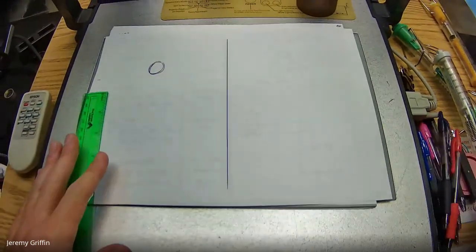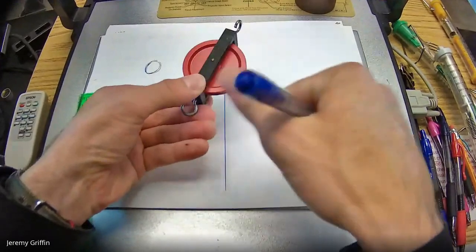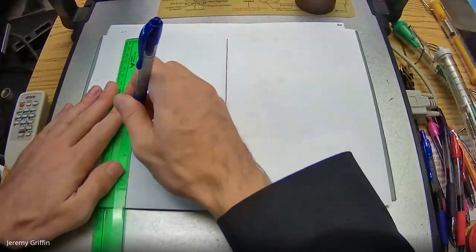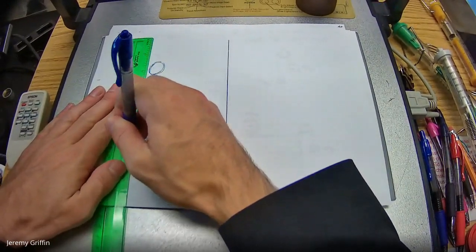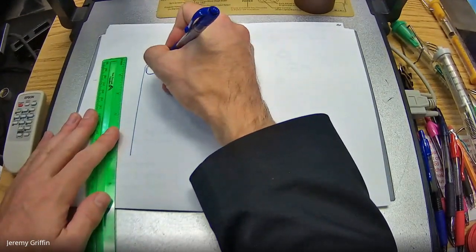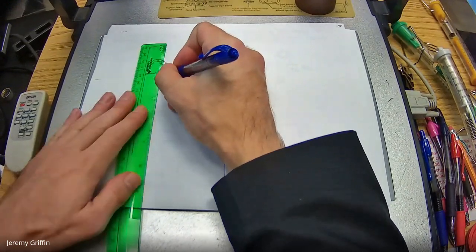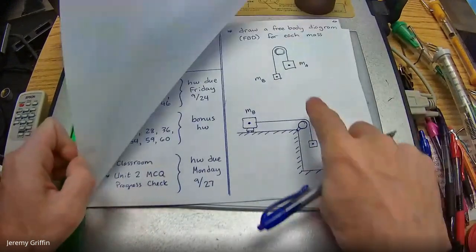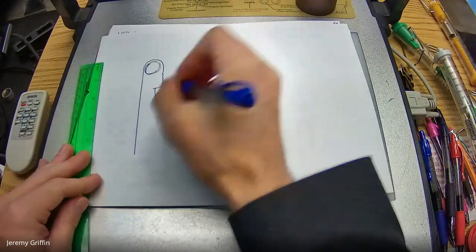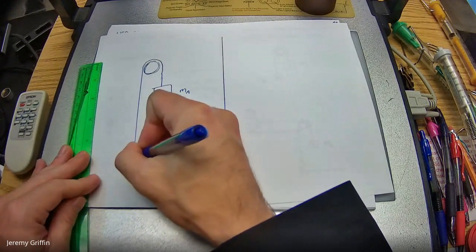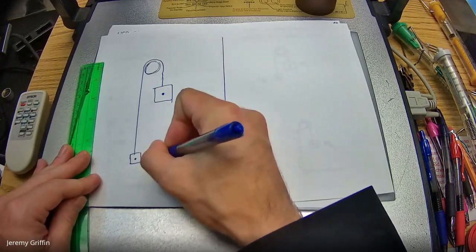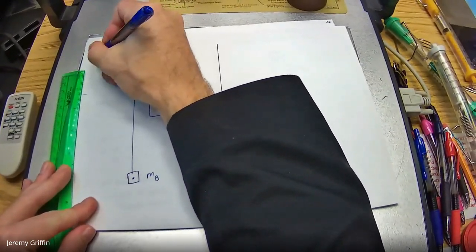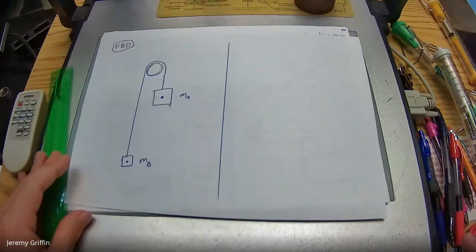You're going to get these red pulleys today. They're very low friction, very small mass, so we're going to treat that as approximately frictionless and massless. For the double elevator, draw a large mass up here that I'll call mass A, and a small mass down here that I'll call mass B. Can you make free body diagrams for each of those masses?